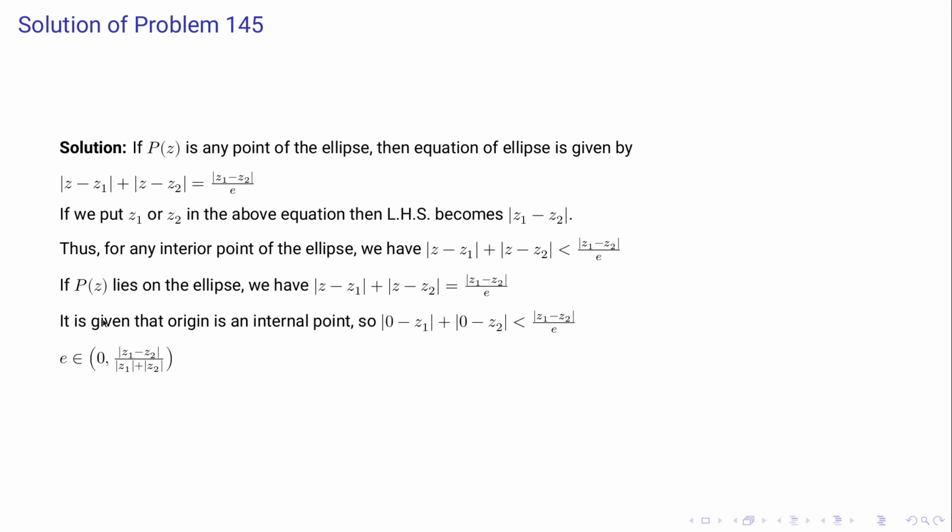Now it is given that origin is an internal point, so mod of 0 minus z1 plus mod of 0 minus z2 is less than mod of z1 minus z2 by e. Sorry, I misread that. Mod of minus z1 plus mod of minus z2 is less than mod of z1 minus z2 by e. So thus we see that e will be lying in the set of 0 to mod of z1 minus z2 by mod of z1 plus mod of z2.